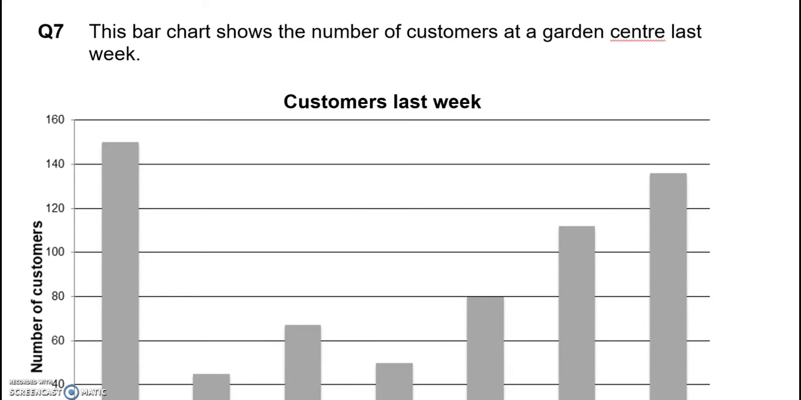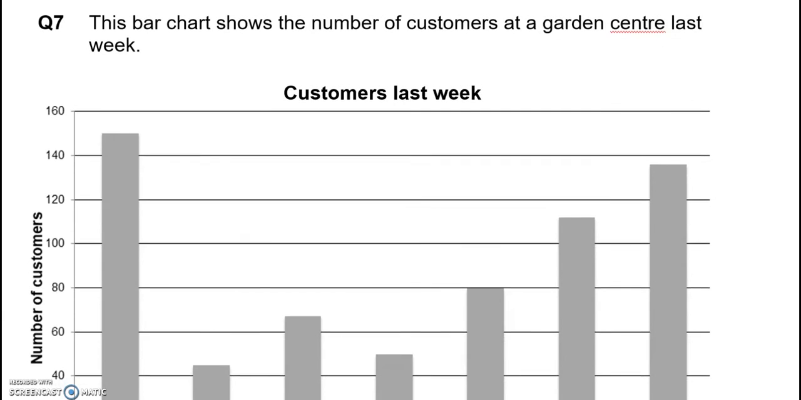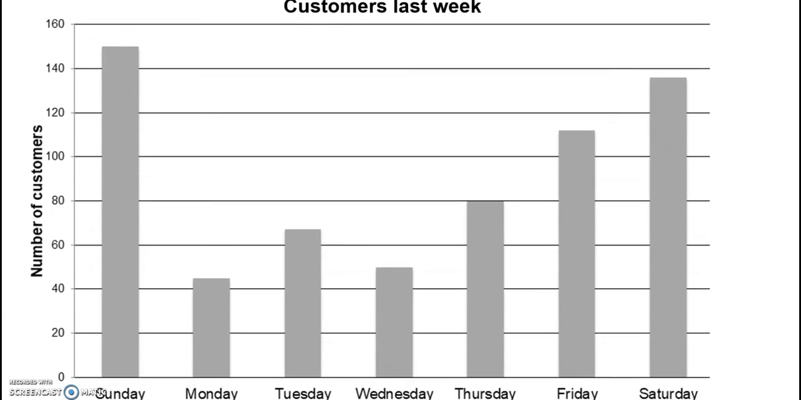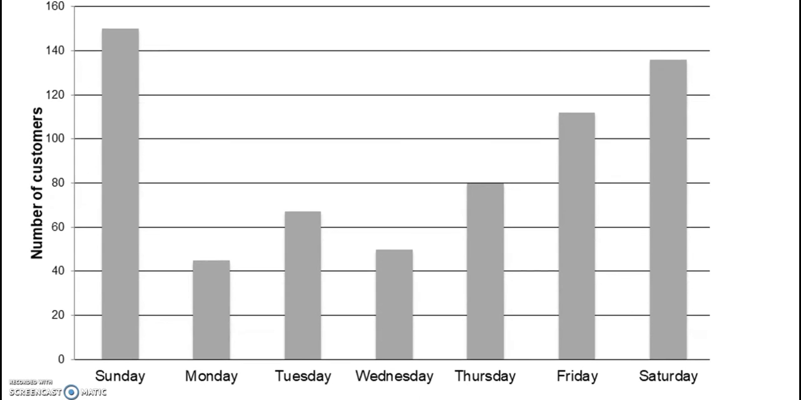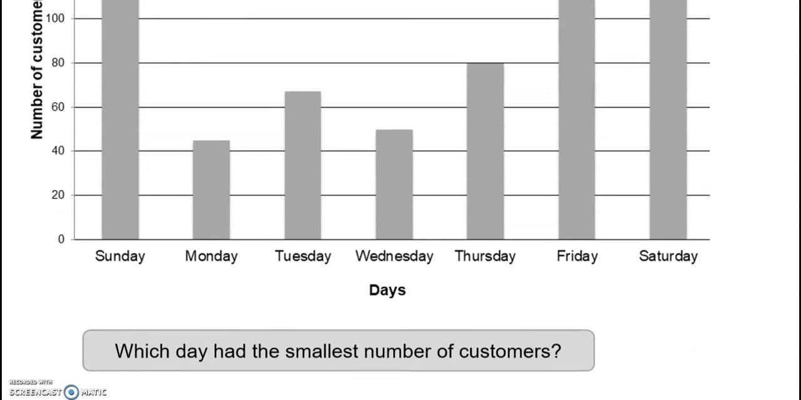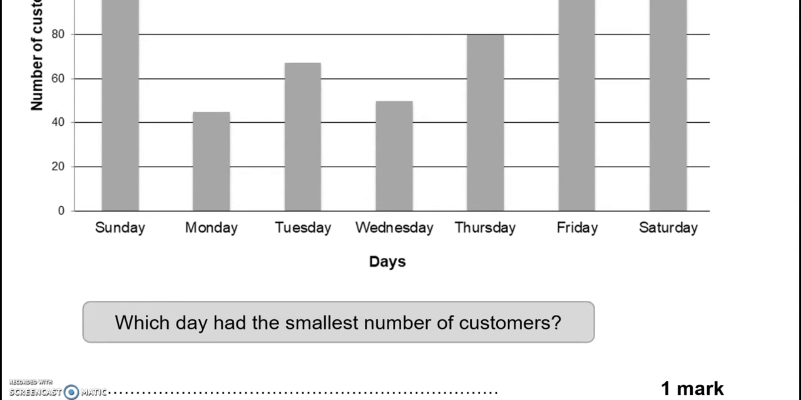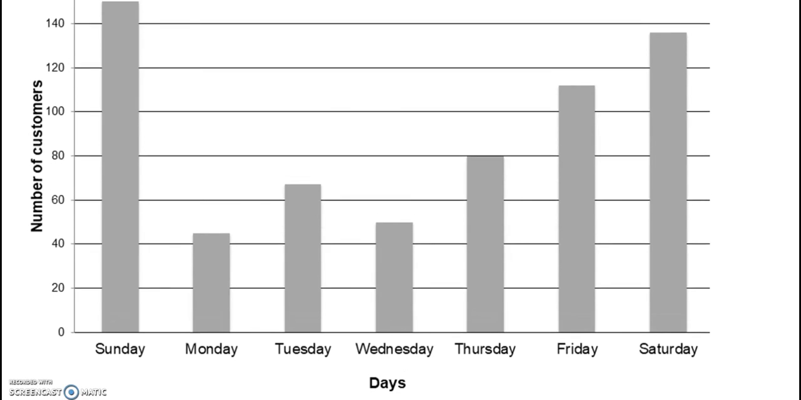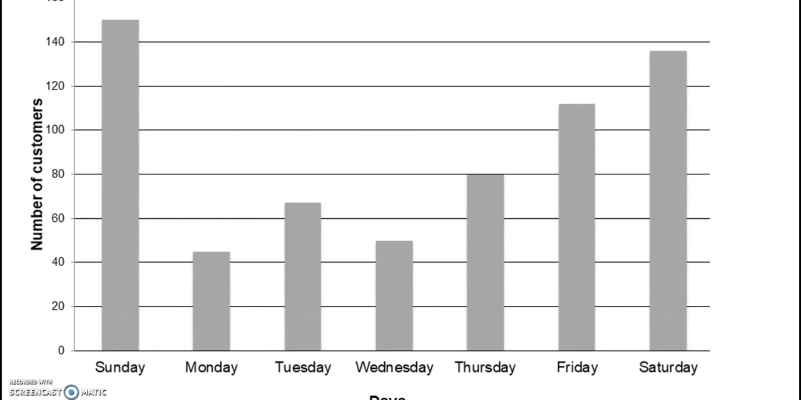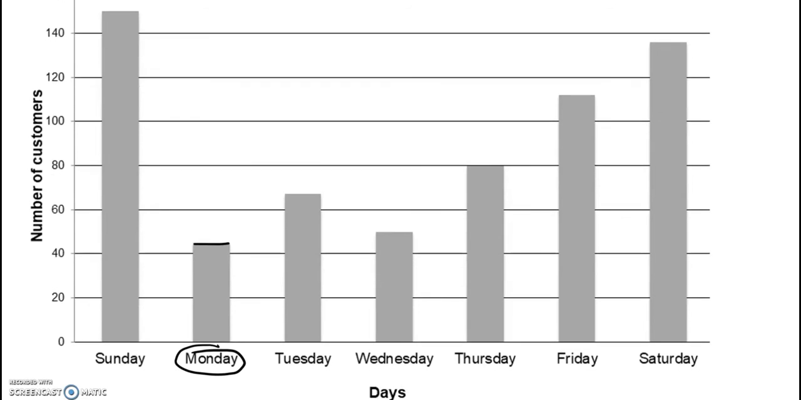This bar chart shows the number of customers at a garden centre last week. Got different days of the week. Which day had the smallest number of customers? Smallest, so we're looking for the shortest bar, and that is this one here. So Monday. Wednesday is something close, but it's slightly higher, so we're going to go for Monday.